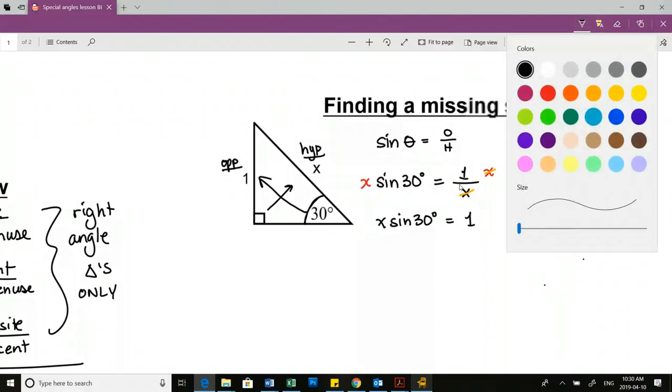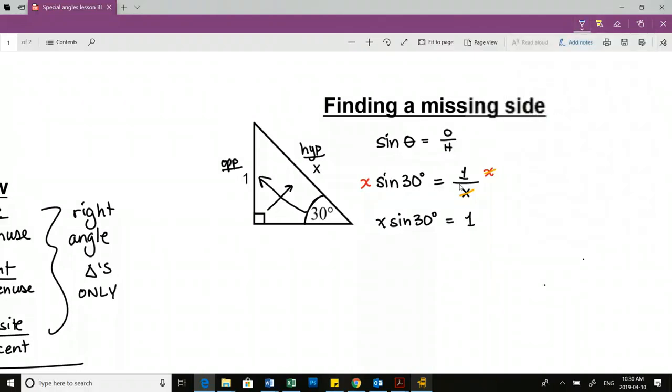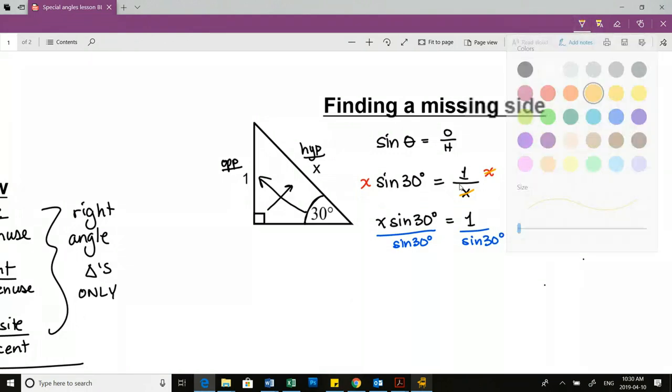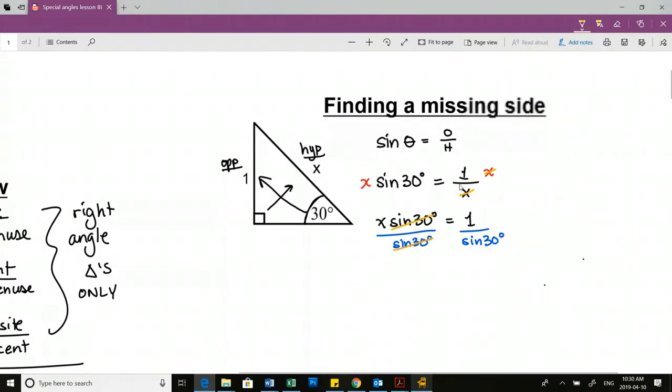And it's important for us to remember as well that when I have the sine of 30, those two guys move together always. They're like buddies. They're kind of glued together. So if I want to get x by itself, I need to divide out this whole expression of the sine of 30 here. And they will cancel out on the left-hand side. Okay, so we're going to calculate. We're going to make sure our calculators are in degree mode. And we're going to calculate 1 divided by the sine of 30 degrees.